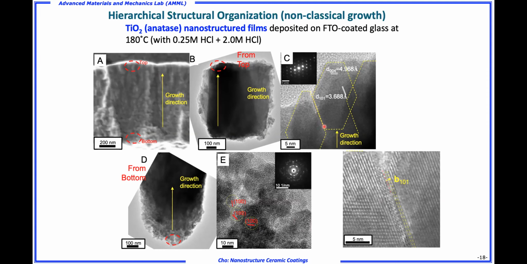And in fact, if we look at the 004 plane with a high resolution image, we begin to see some edge dislocations. That indicates that this is the particle attachment, but it's not perfectly aligned, because you have some edge dislocations that can accommodate this misorientation. So again, this is imperfectly aligned particle attachment.